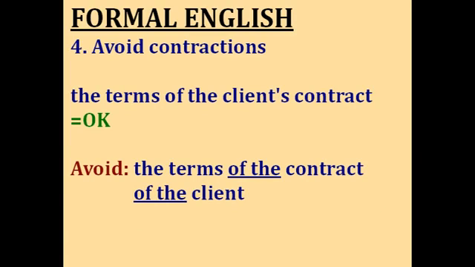Some people say that you should always try to use "of the," but sometimes there are situations where you might end up with a phrase that has multiple "of the." For example, the terms of the client's contract. You don't really want to say the terms of the contract of the client. It starts to sound strange. So if you want to, in formal English, you can spell out "of the," but try not to do it two times or three times in the same phrase.